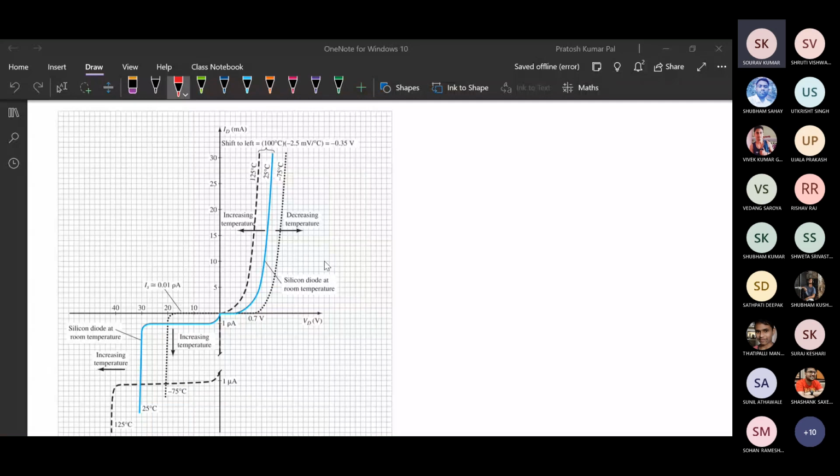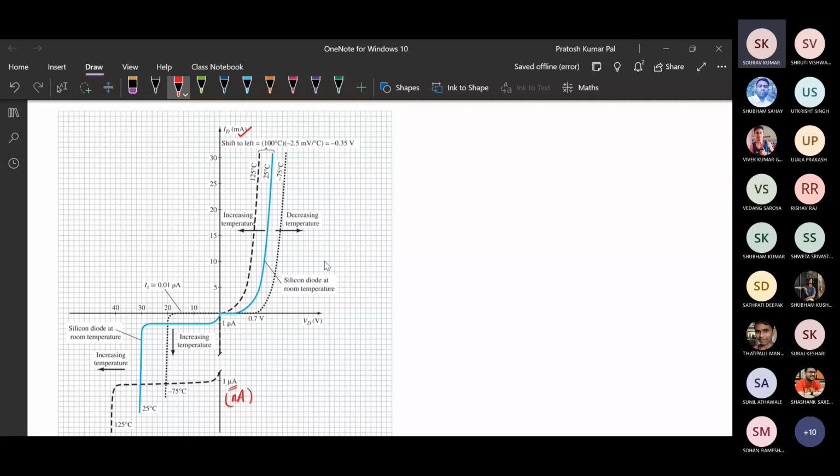So in forward bias, the current is in milliamperes. In the reverse bias case, the current flowing will be in microamperes, or in nanoamperes. Some objective questions might directly ask the magnitude of this forward current and reverse current. So it will be in milliamperes in forward, and in reverse it will be micro or nanoamperes.